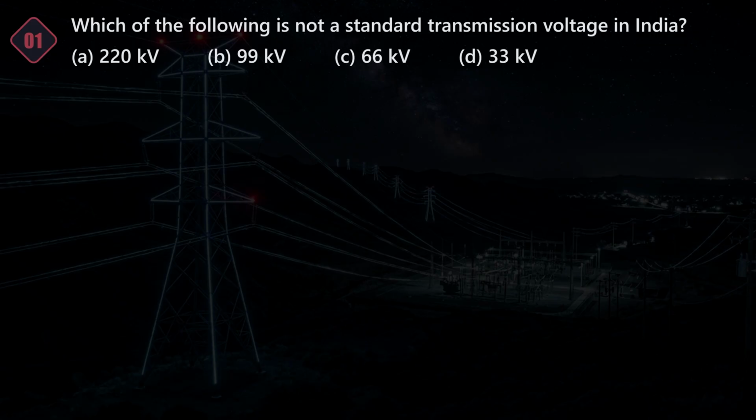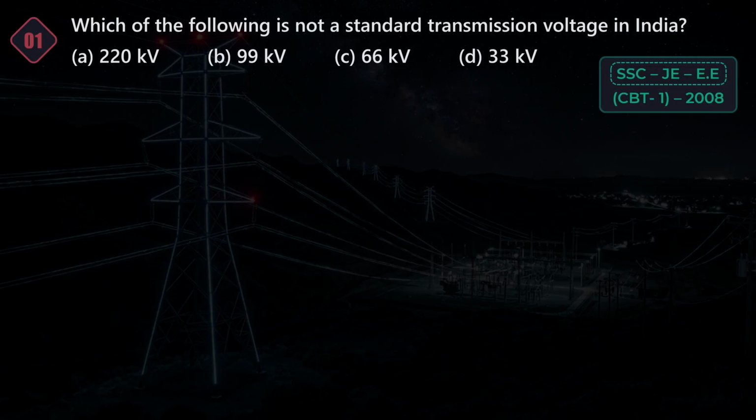Now let us read the question. Which of the following is not a standard transmission voltage in India? Option A 220 kilovolt, option B 99 kilovolt, option C 66 kilovolt, and option D 33 kilovolt. Now before selecting the option, let us know the concept first.